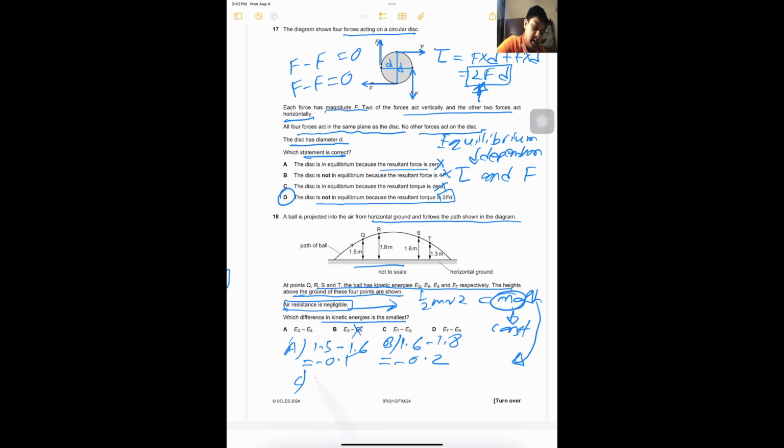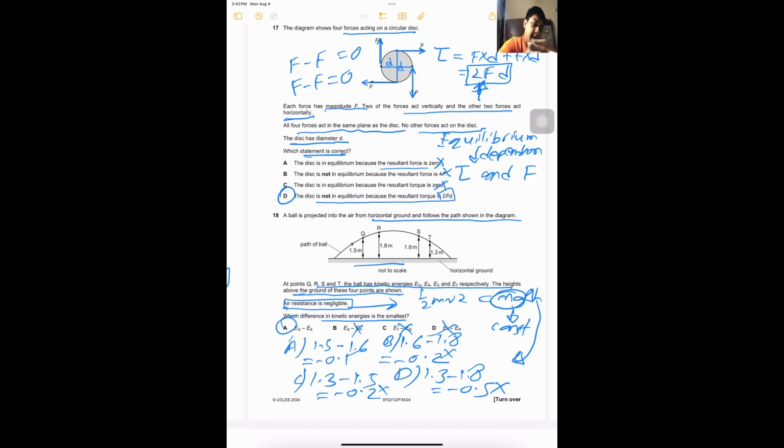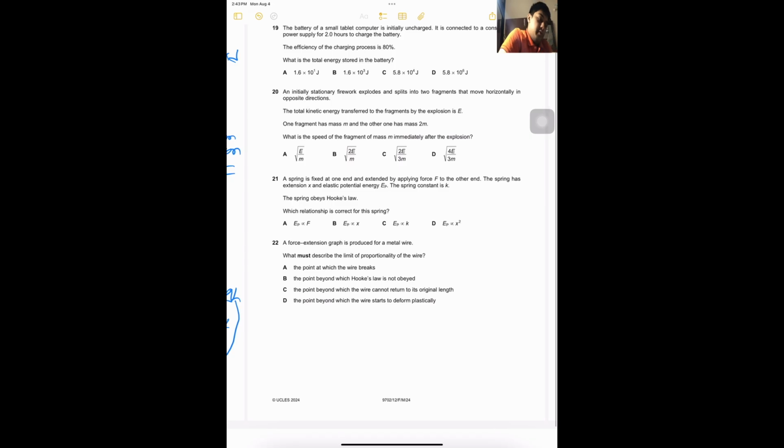C is ET, 1.3, minus EQ, which is 1.5, which is minus 0.2. Again, this is wrong. D, that was ET minus EQ, right? Okay. Then we have ET, which is 1.3, minus ER, which is 1.8, which is minus 0.5. Again, wrong. The differences are too large, hence the answer is A. So we'll move to question 19.